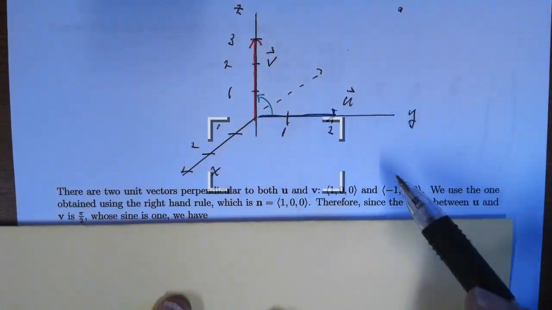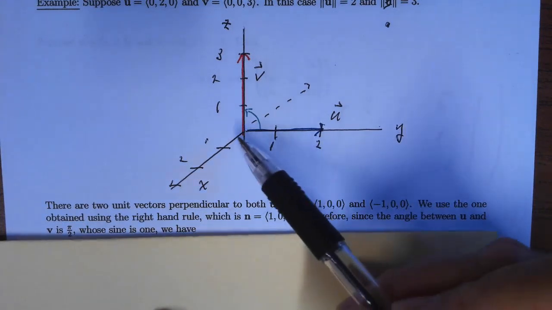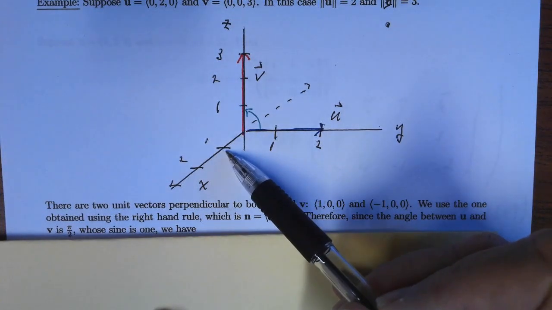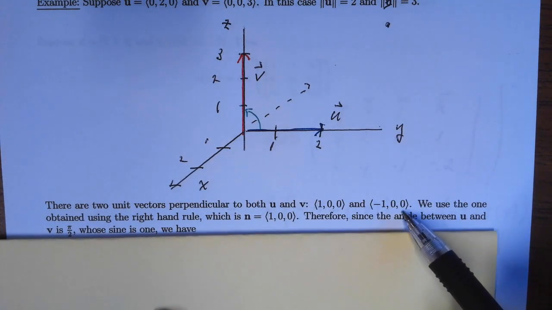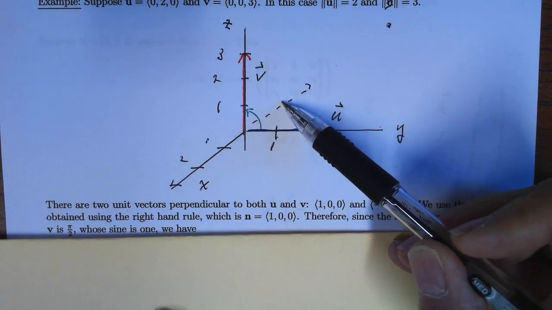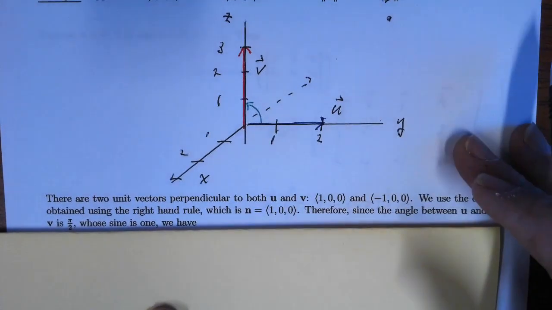Now, there are 2 unit vectors that are perpendicular to u and v. One would be the vector 1, 0, 0, which points right out of the page straight at you. The other one would be minus 1, 0, 0, the vector of length 1 that points back into the page. Now, which of those two do we use for our n? We use the one obtained using the right-hand rule.